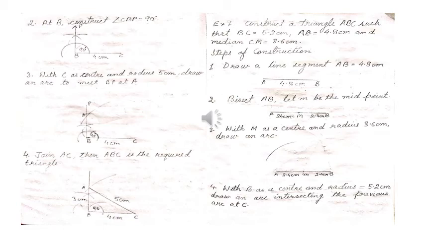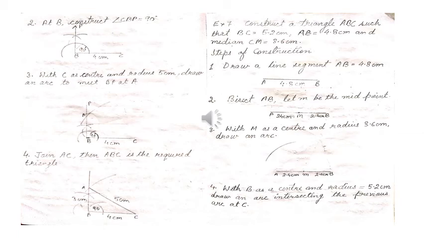Now step 3, with C as a center and a radius of 5 centimeter, draw an arc to meet BP at A. Now here what you have to do is, from point C, measure the radius of 5 centimeter with the help of a ruler, and from point C put the pointer and make an arc on BP, and where it is cutting the BP, that point is A. Now the last step is to join AC, and your triangle is formed, as you can see on your screen.